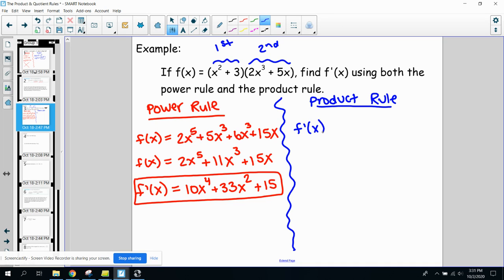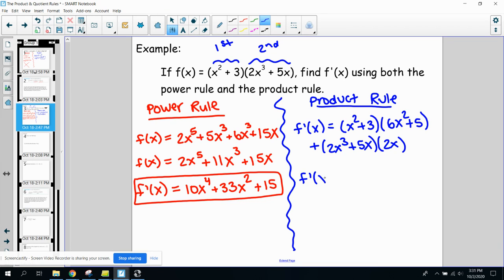So f prime of x, the derivative, is going to be the first, which is x squared plus 3, times the derivative of the second. So the derivative of 2x cubed plus 5x is going to be 6x squared plus 5, plus the second, which is 2x cubed plus 5x, times the derivative of the first. So the derivative of x squared plus 3 is going to be 2x.